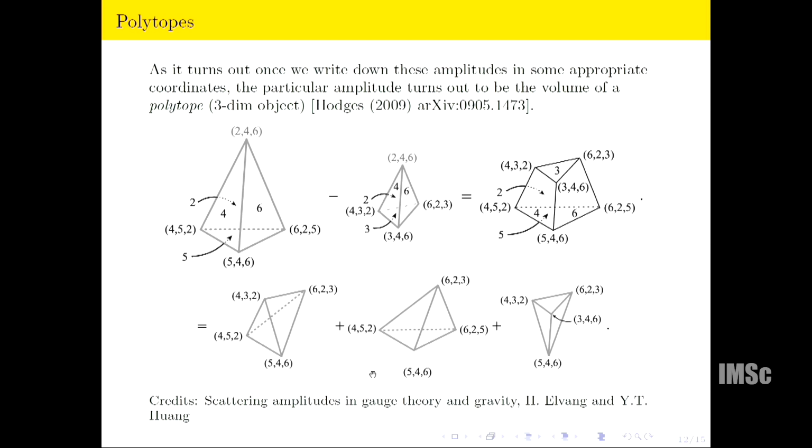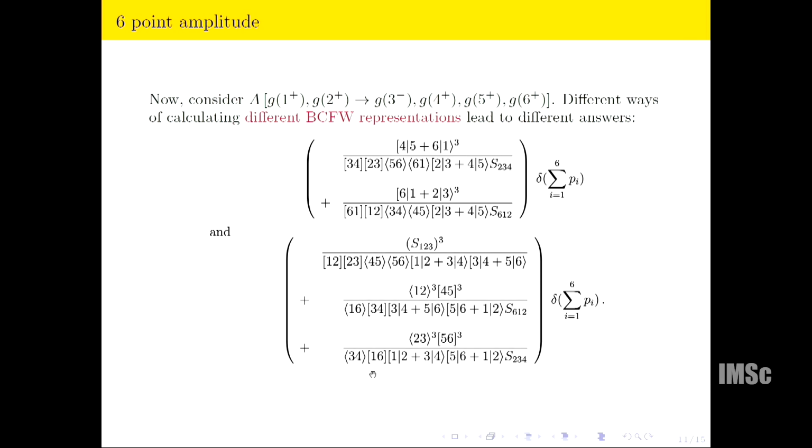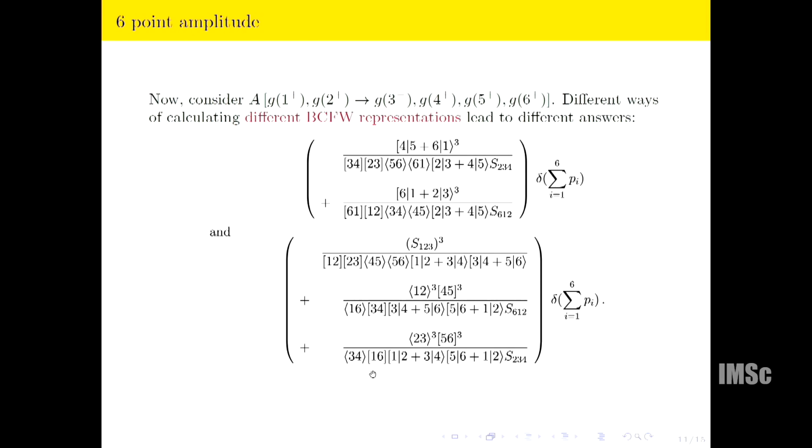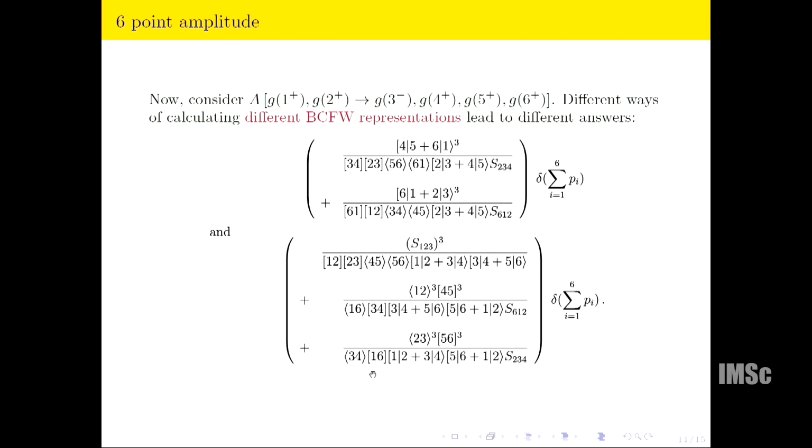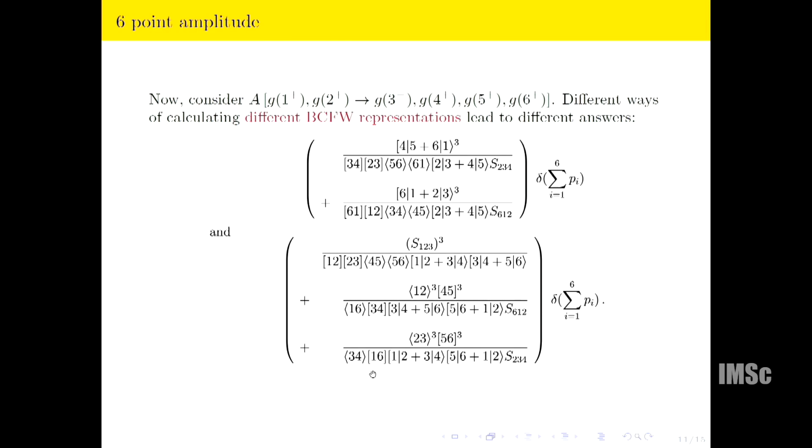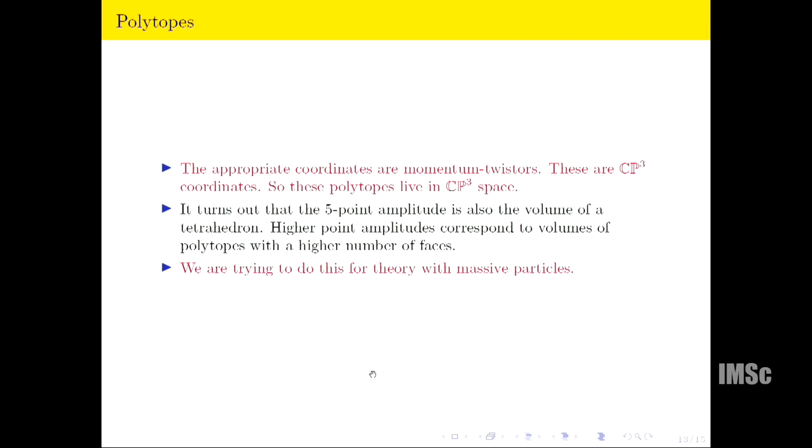And you can also triangulate this shape into 3 tetrahedra in a different way. So you can convince yourself that there are different triangulations possible for this polytope, and these different looking representations are merely different triangulations of the same polytope. This is very surprising and unexpected, and it led to a whole lot of more things later on. What happens is that higher point amplitudes correspond to volumes of polytopes with a higher number of faces.